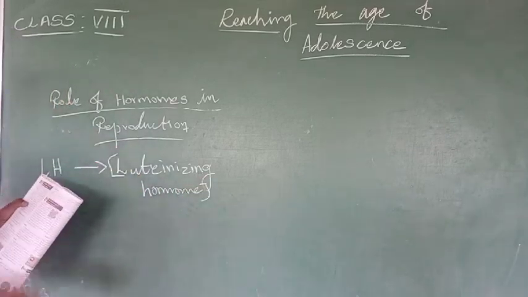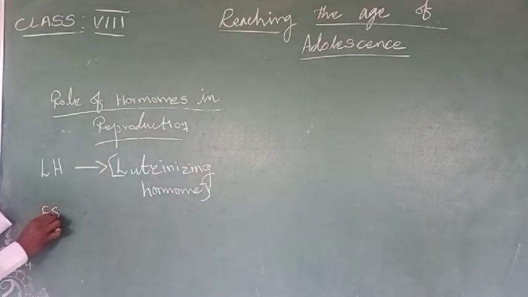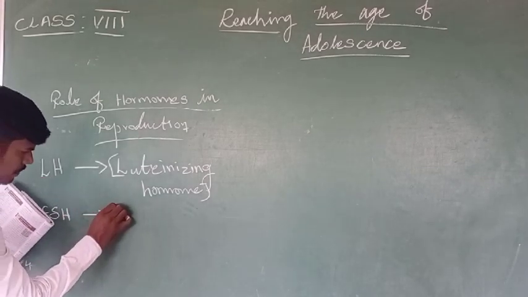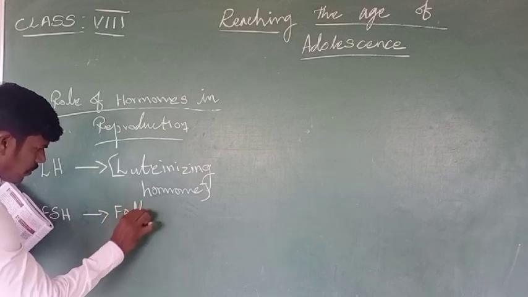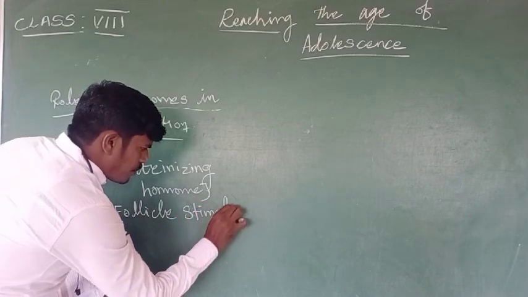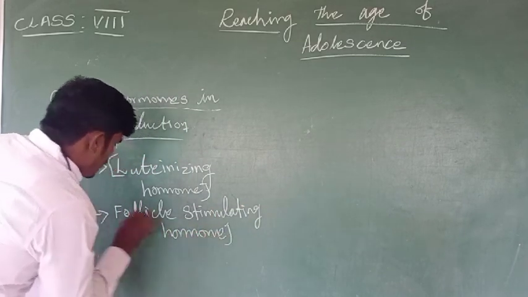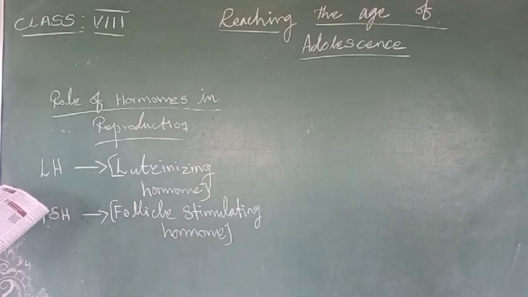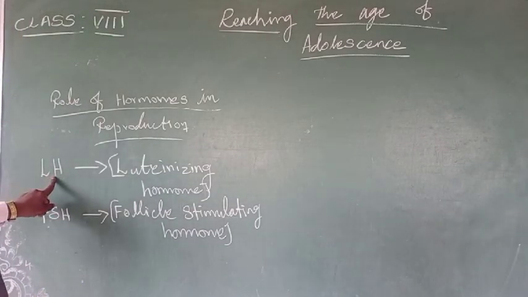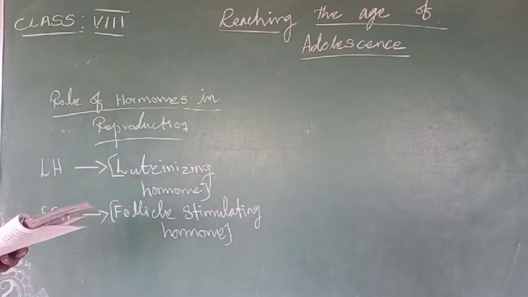Luteinizing hormone, that is the short form LH, and FSH. FS, that is follicle stimulating hormone. This is FSH. And see, the LH stimulates the testes to produce androgen. This is LH, which is responsible for the production of androgen. That is LH, luteinizing hormone.